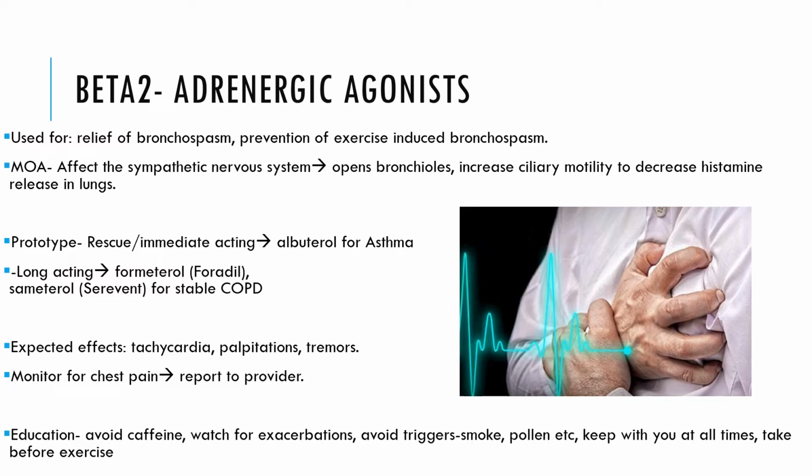So, speaking of beta-2 agonists, let's discuss what a beta-2 adrenergic agonist is. It's used for the relief of bronchospasms and prevention of exercise-induced bronchospasm. This is an inhaler that you would refer to as a fast relief inhaler or rescue inhaler. The effect of this medication is on the sympathetic nervous system, so it opens up your bronchioles and increases ciliary motility to decrease histamine in the lungs.